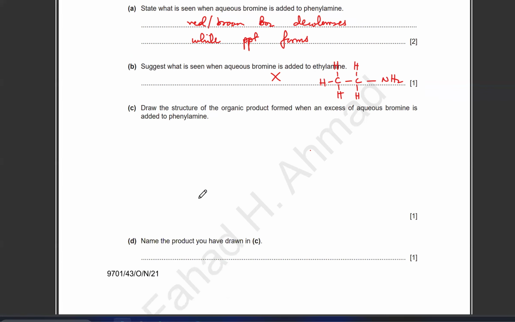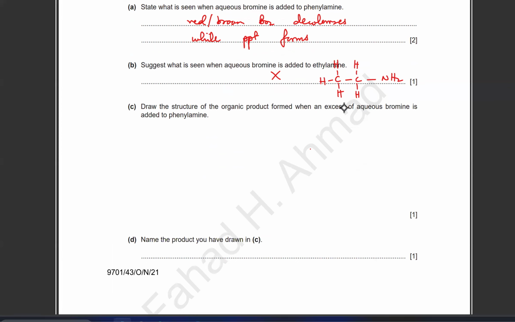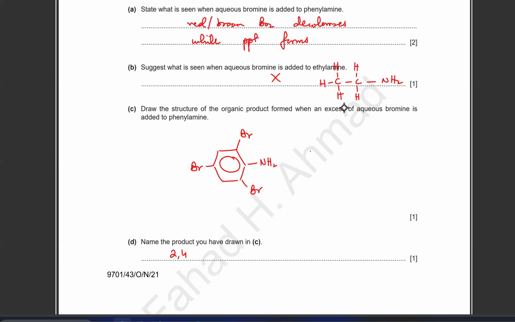Now draw the product formed when excess bromine is added to phenylamine. Remember, it was a highly activated group. It was a 2,4,6 directing group. So the bromine will get attached to all C positions, 2, 4, and 6. And this is 2,4,6-tribromophenylamine. Is that clear? Yes, sir.